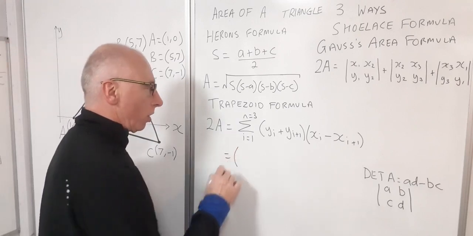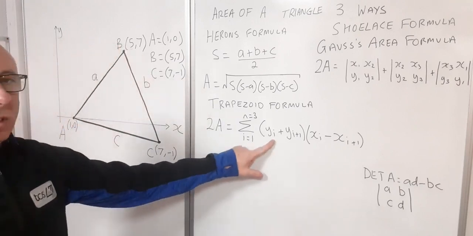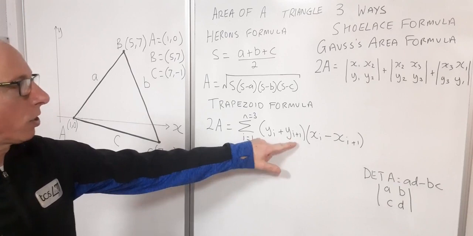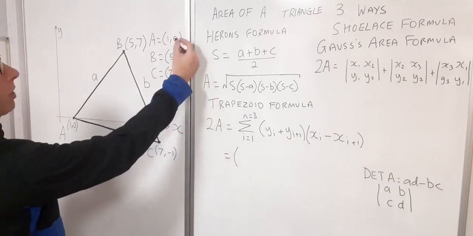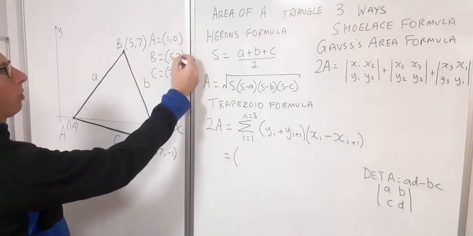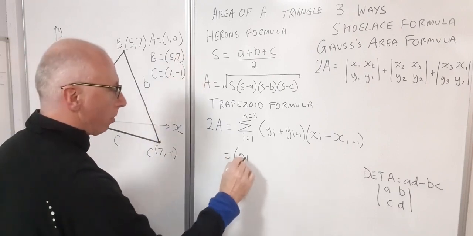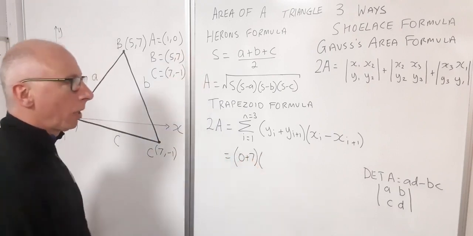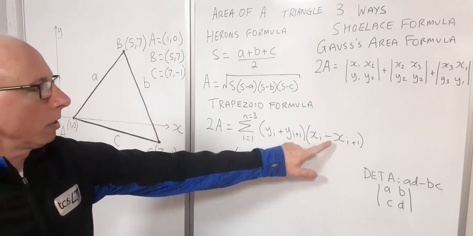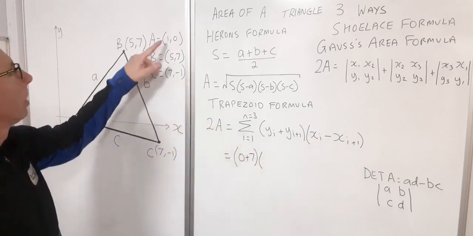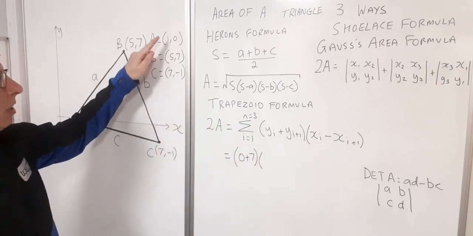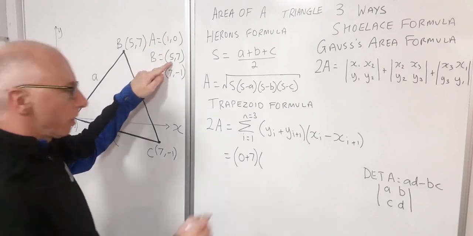Now, if i equals 1, we've got y1 plus y2. y1 is 0 and y2 is 7. So we've got 0 plus 7 multiplied by x1 minus x2. So x1 minus x2, that's 1 minus 5.